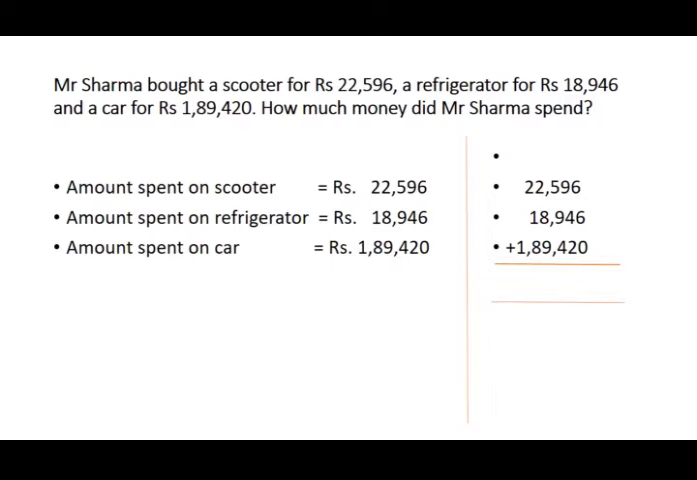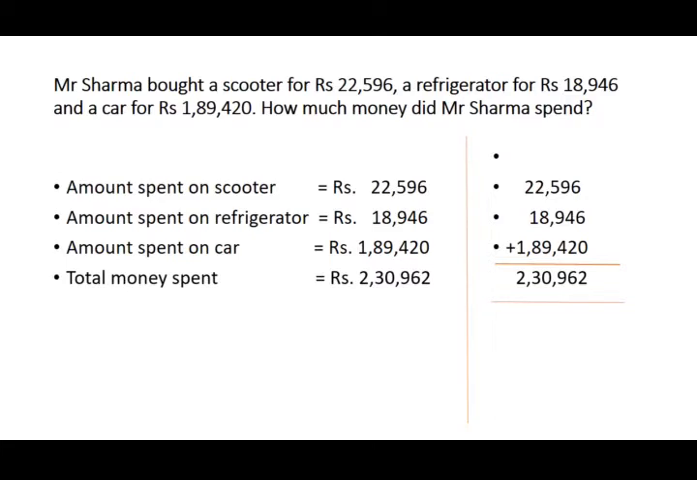Now add the numbers. I need not explain much to add the numbers. You know how to carry the numbers and add them. The answer is 2,30,962. Now what do you have to write here? Total money, write the statement. What statement do you have to write? Total money spent. Now don't forget to write the unit here.